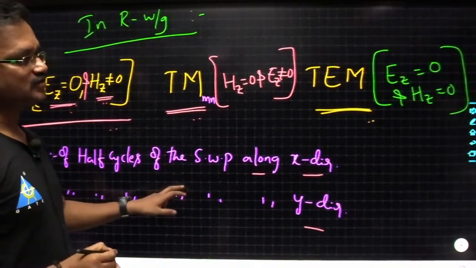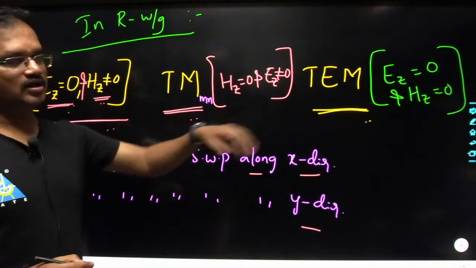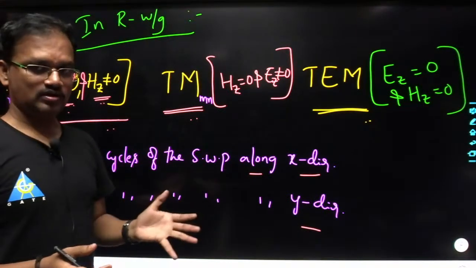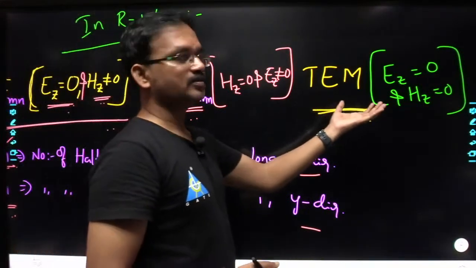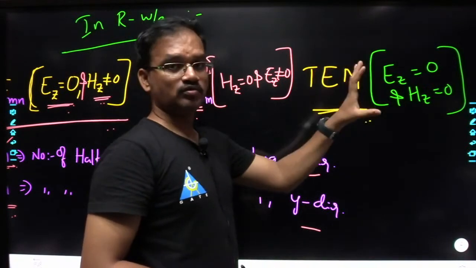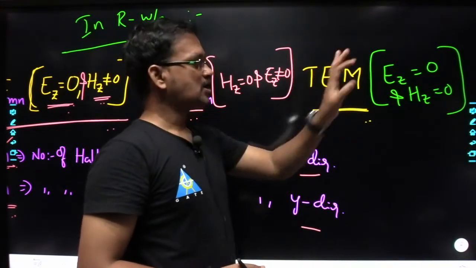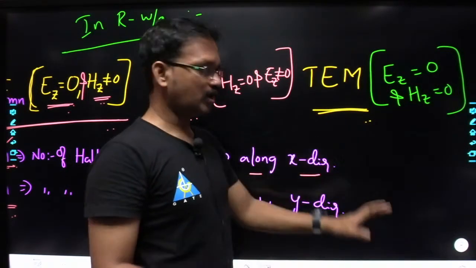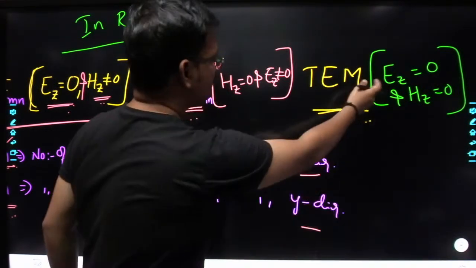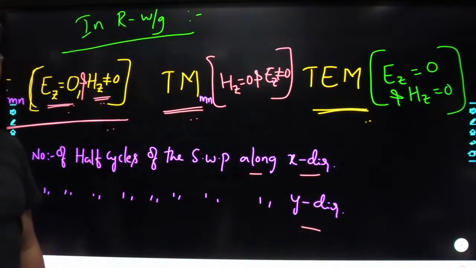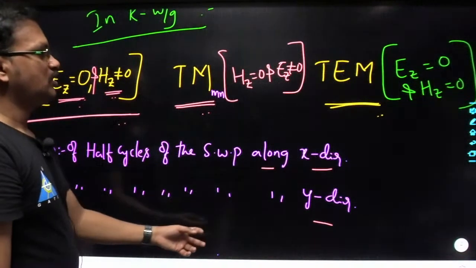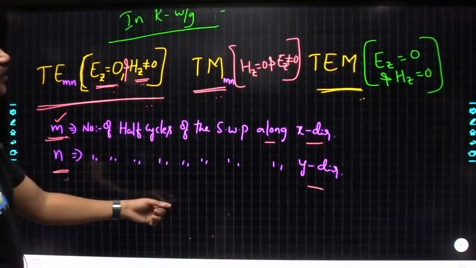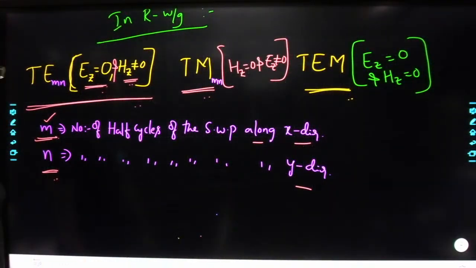Whereas in case of TEM, TEM itself is called a mode. It is a separate mode, which we generally call the TEM mode. Here you are not going to have any standing wave patterns, so we don't have the subscripts M and N. So these are the conditions for TE mode, TM mode and TEM mode.